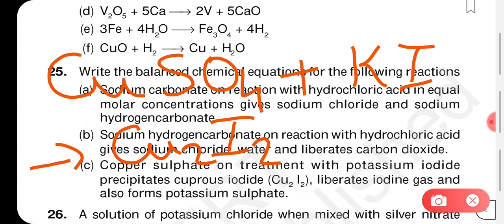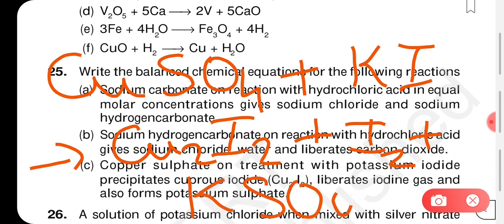Cuprous iodide is formed, and it also liberates iodine gas. Iodine, as I told you, is diatomic, so here it will be I2, iodine gas, and it also forms potassium sulfate. Potassium symbol is K, and then sulfate we write as SO4. Thereafter you have to write the valency also. Potassium valency is 1, so you need not write it next to sulfate. No need to write.